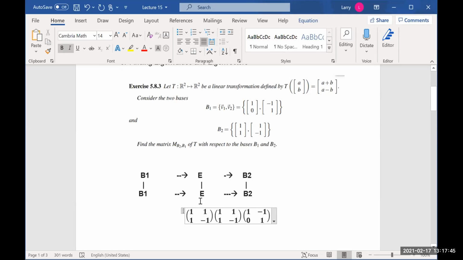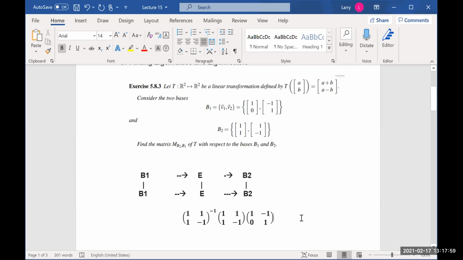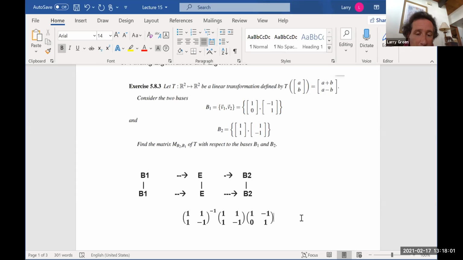You need the inverse. We're not going from B2 to E. We're going from E to B2. So that needs to be inverse. You following that? Yes. Okay. So that's going to be our matrix.